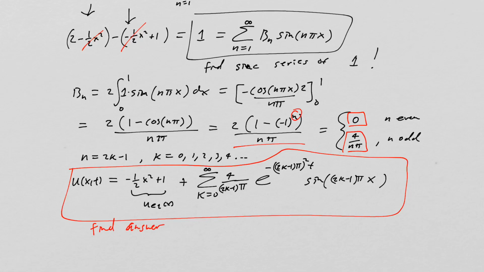That's putting everything together, and this is going to be my W of x comma t. So that's a really cool problem. It has everything in it, and it even had very simple Fourier coefficients to compute. I hope you enjoyed this problem. We'll do more in the future.